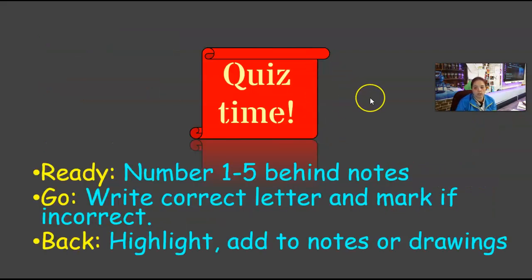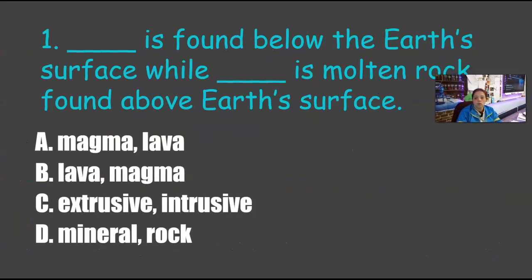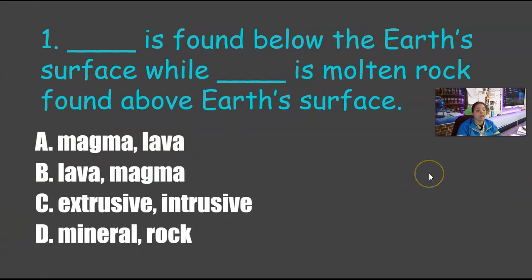All right, so quiz time. Get that other loose leaf piece of paper with your quizzes. This is quiz 3, igneous. 1, 2, 3, 4, 5. Pause if you need. So, all right, number 1, blank is found below Earth's surface while blank is molten rock found above Earth's surface. Is it magma, lava, lava, magma, extrusive, intrusive, or mineral, then rock?